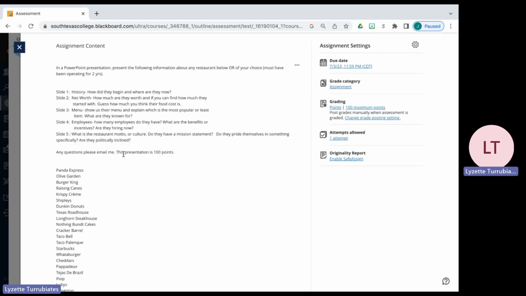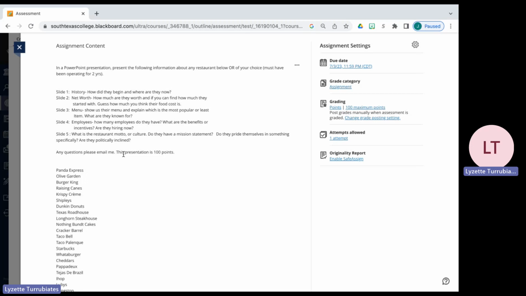So in this one, let me just outline what you have to do. In a PowerPoint presentation, you can present the following information about any restaurant below or of your choice. And it must have been operating for 2 years. So in your first slide, you want to give me the history. How did they begin and where are they now? In your second slide, you want to give me their net worth. How much are they worth? And if you can find how much they started with, try to guess how much you think their food cost is.